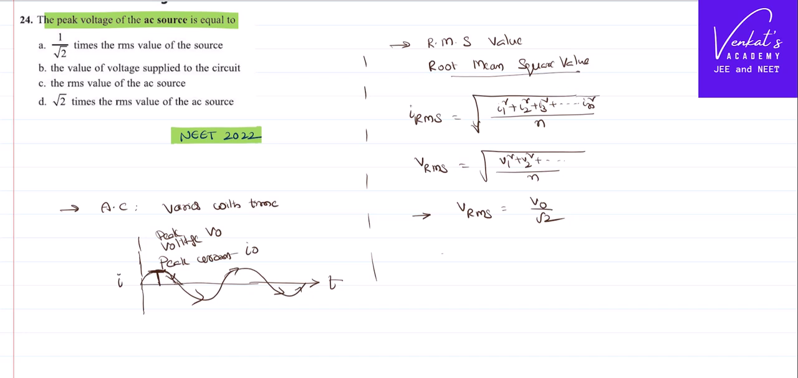Here V0 is the peak, which implies V peak, or I peak in the other way, equals root 2 times V RMS. So the peak voltage is root 2 times the RMS voltage. This, root 2 times the RMS value of the AC source, is the correct answer for the question asked. So it's a simple conceptual question. I'm just telling you the concept involved so that you can understand it.